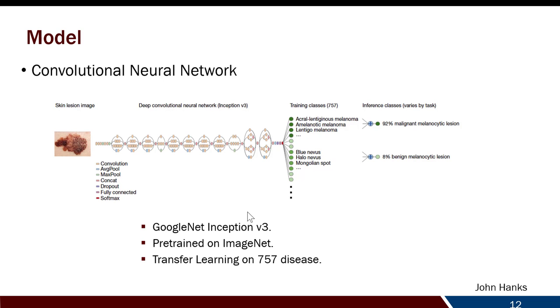Inception version 3 is one of these models that is public domain that you can download, and ImageNet is another one of those. So they used a combination of these two models and used the transfer learning technique, which means that they added on some of their own modeling to the existing models.